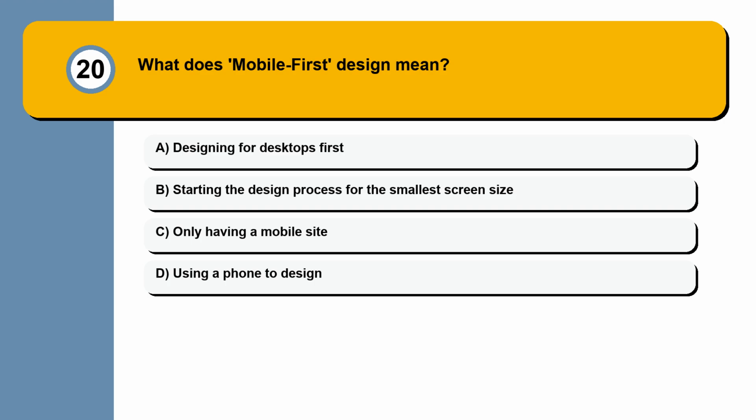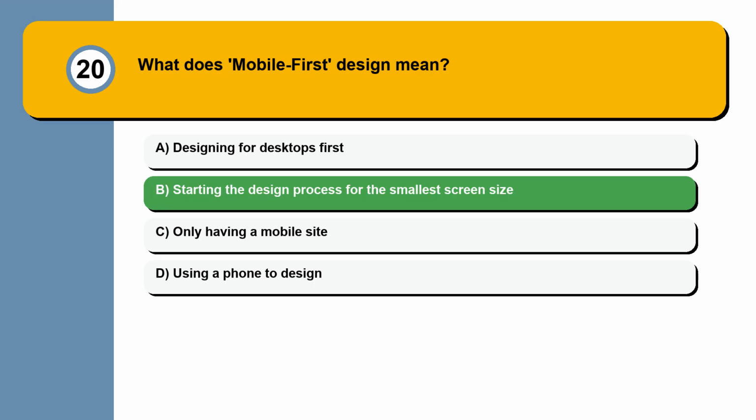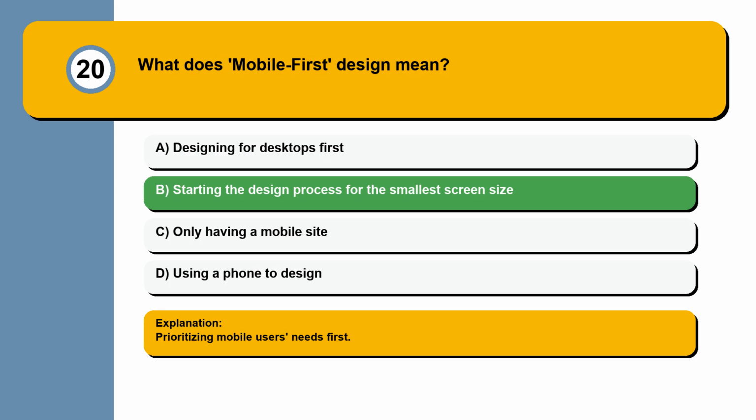Question 20. What does mobile-first design mean? Designing for desktops first. Starting the design process for the smallest screen size. Only having a mobile site. Using a phone to design. Prioritizing mobile users' needs first.